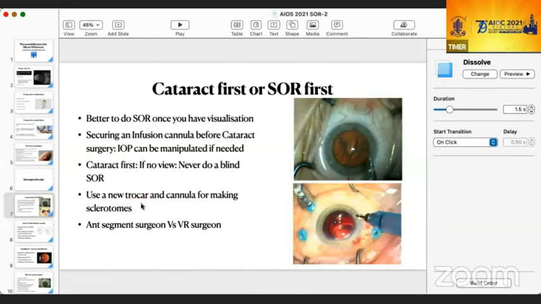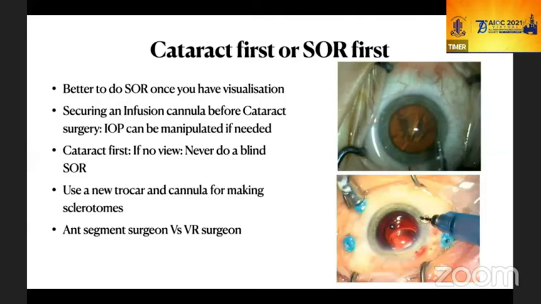Sorry, I don't know why it got disconnected. No problem. Take your time. Sure. So I was on this slide when it went, I think, correct? Yes, correct. This slide.